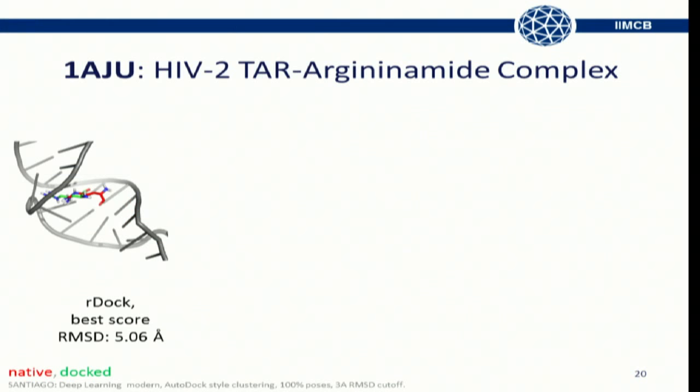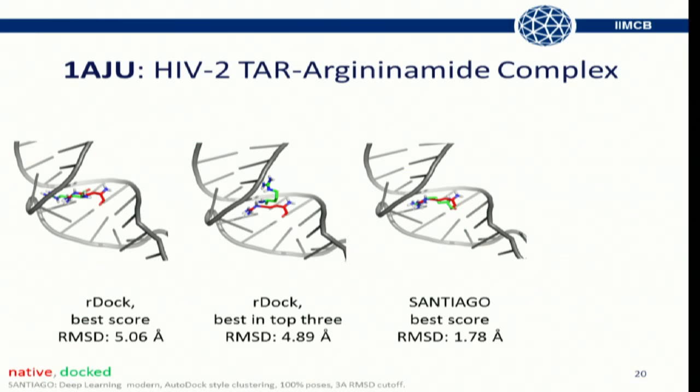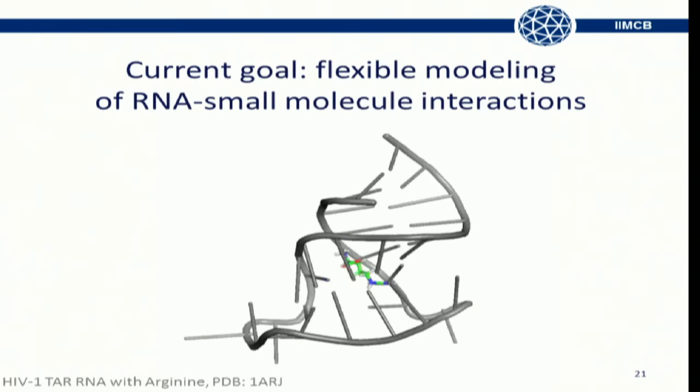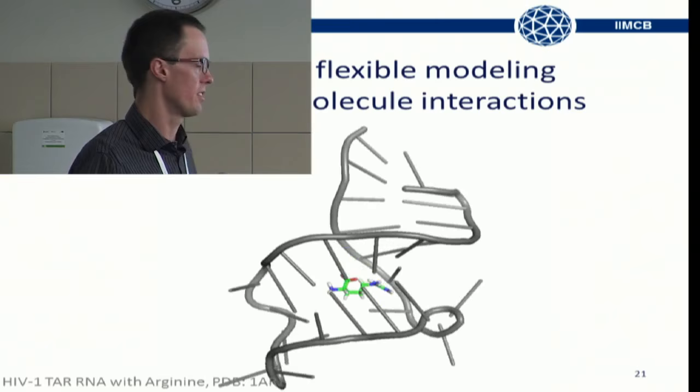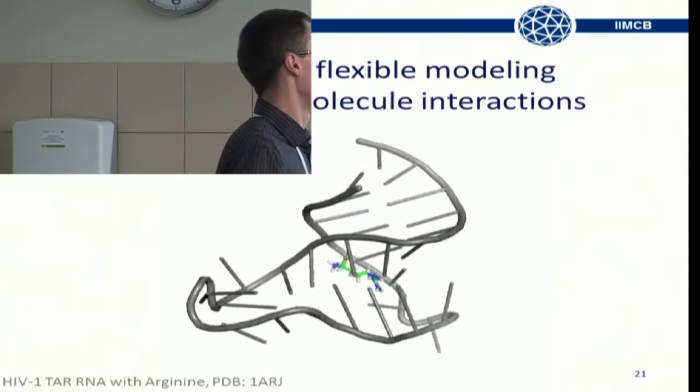And the final example, very challenging, we have a very flexible aliphatic chain. The best score from rDock finds 5 angstroms. Another chance for rDock, best in the top 3 scored poses, 4.8. And 2 solutions from our program, 1.7. And if we add a method called clustering, a post-processing method, we can go even lower, 1.5. And what we are working on now is flexible modeling of such interaction, because during docking we kept the receptor rigid, only the small molecule was flexible, but here we are working on fully flexible modeling of such complexes.